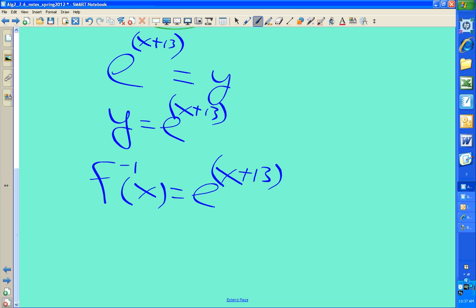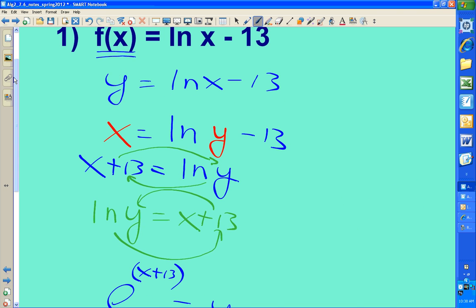And again, the x plus 13 is just a good habit to put in parentheses. What I see a lot of people do, they drop that 13, I get e to the x plus 13 like this as an answer. That would be bad. So if you put the x plus 13 in parentheses up in the power spot, you're good to go. How do you get out of jail? You use the definition of a log. Inverses: switch x and y, solve for y.